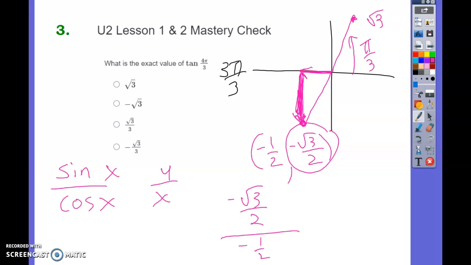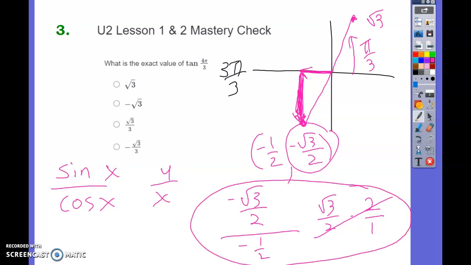Okay, keep, change, flip. The negatives are just going to cancel. So we're going to have root 3 over 2 times 2 over 1. Keep, change, flip. We're going to get root 3. I don't want to do this every single time I get a tangent problem. So memorize the tangent of pi over 3 is root 3. The tangent of pi over 6 is root 3 over 3. And then apply it to whatever quadrant you're in.